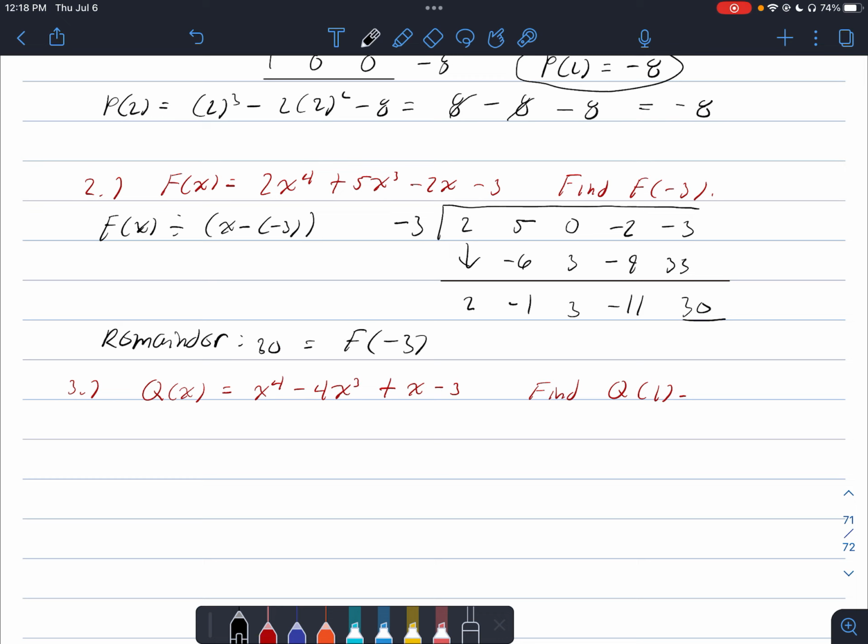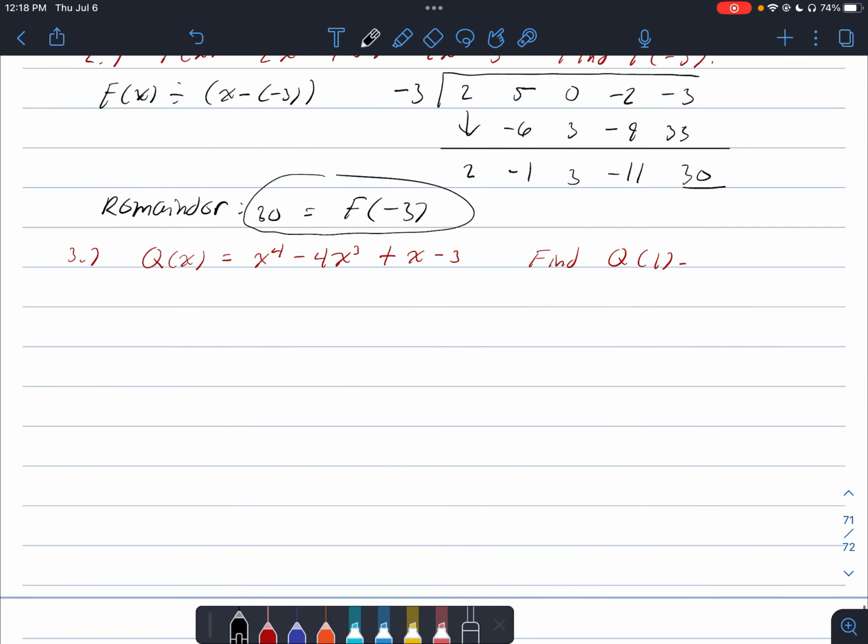And if you want to check that, you can. You can plug negative 3 in for x in f of x, and anywhere you see an x, you plug a negative 3 in, and you should get 30 out for your final answer. Okay, let's try one more.